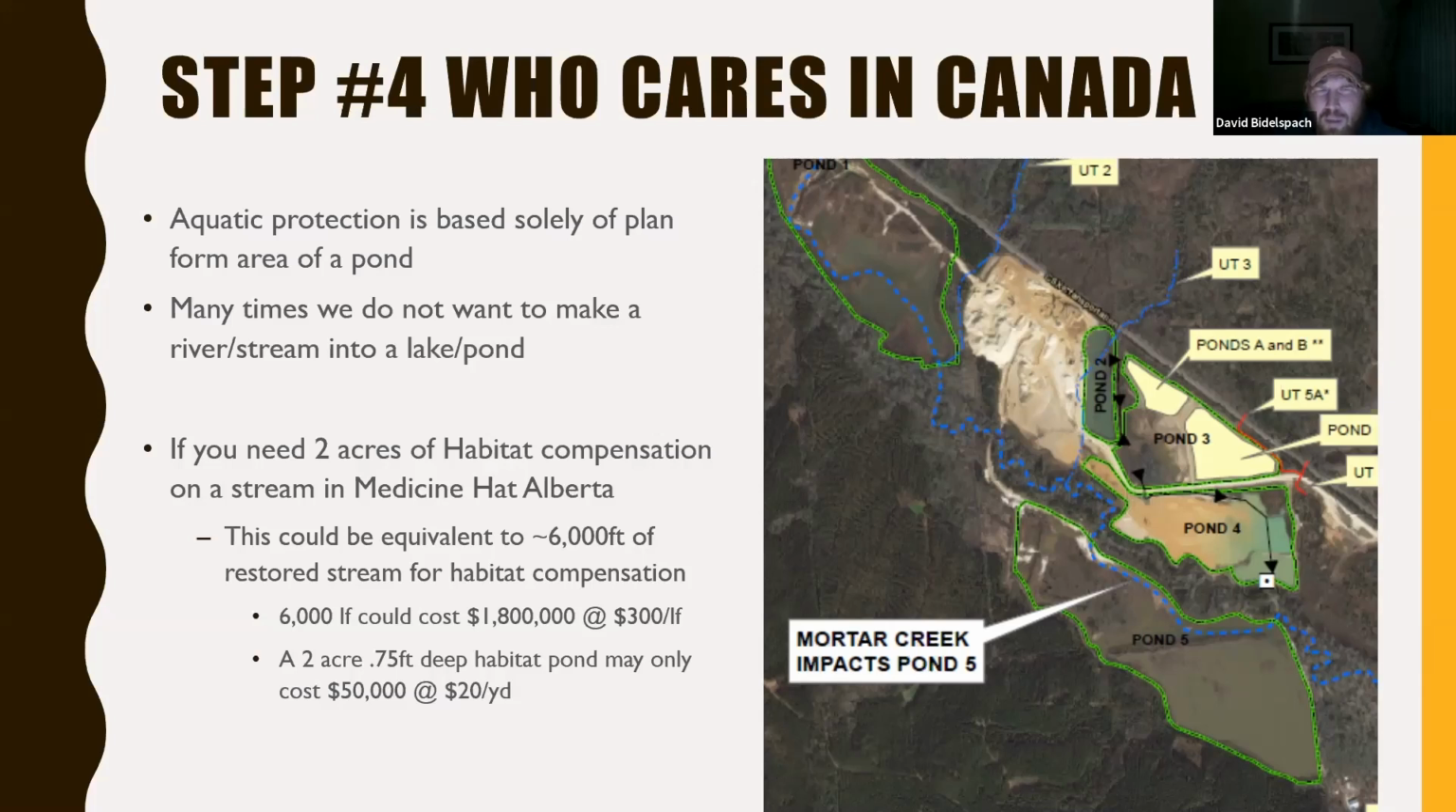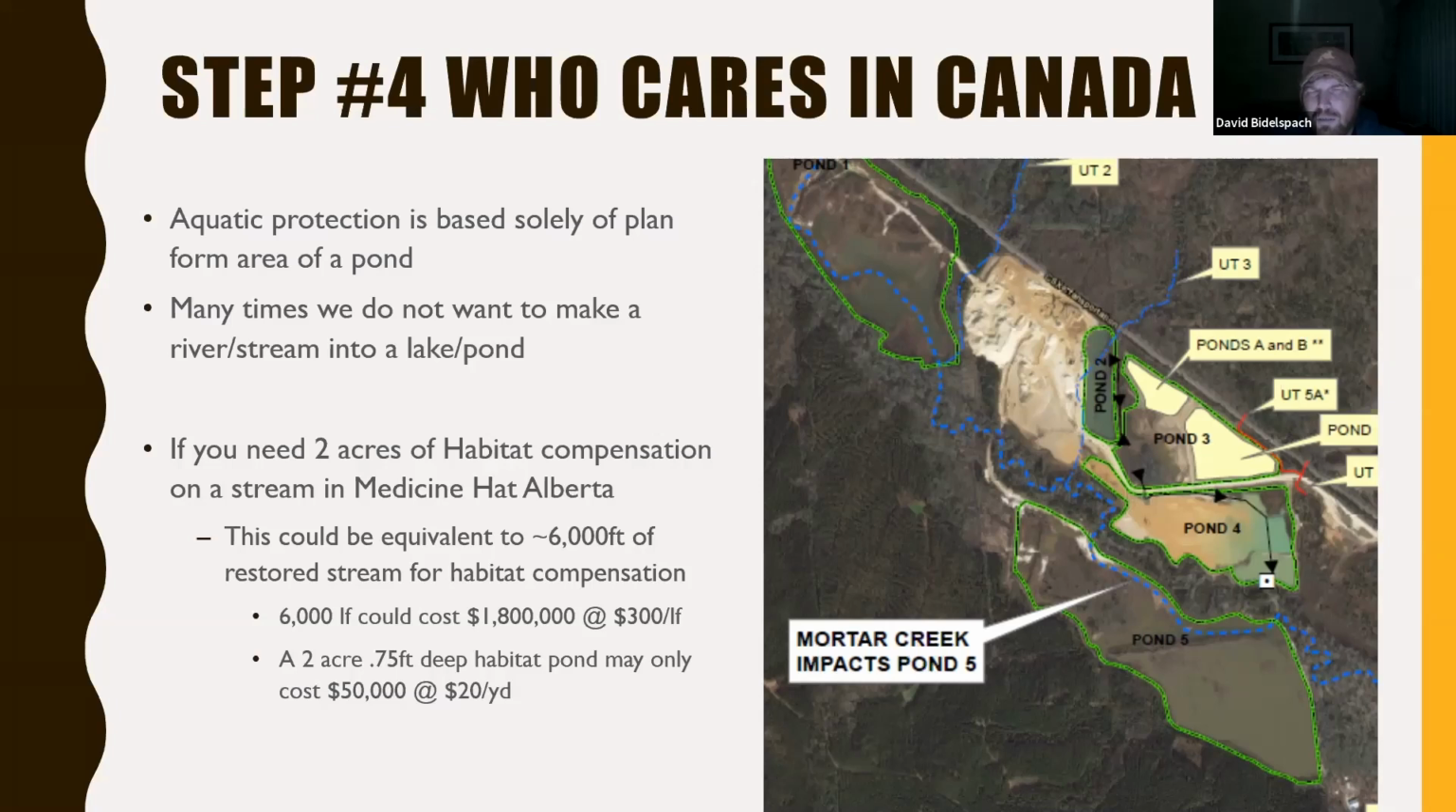Many times we don't want to make a river and stream into a lake or pond. And then how can we look at what the habitat compensation equivalency would be? So for this example, one thing that I had thought is, let's say you need 2 acres of habitat compensation on this stream in Medicine Hat, Alberta, and that equivalent with a 14-foot wide channel would be about 6,000 linear feet of stream. If that 6,000 linear feet of stream would cost $300, then you'd be talking about a project that's going to cost you about $1.8 million.